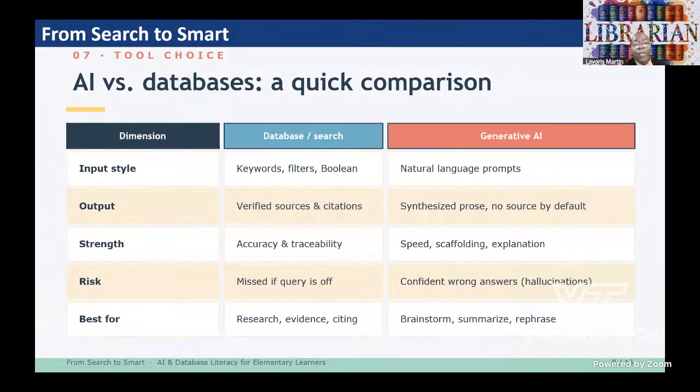And then we look at AI versus database search. You have your input and output, and when you're using that, as I said, you use your Boolean operators. Generative AI uses natural language.